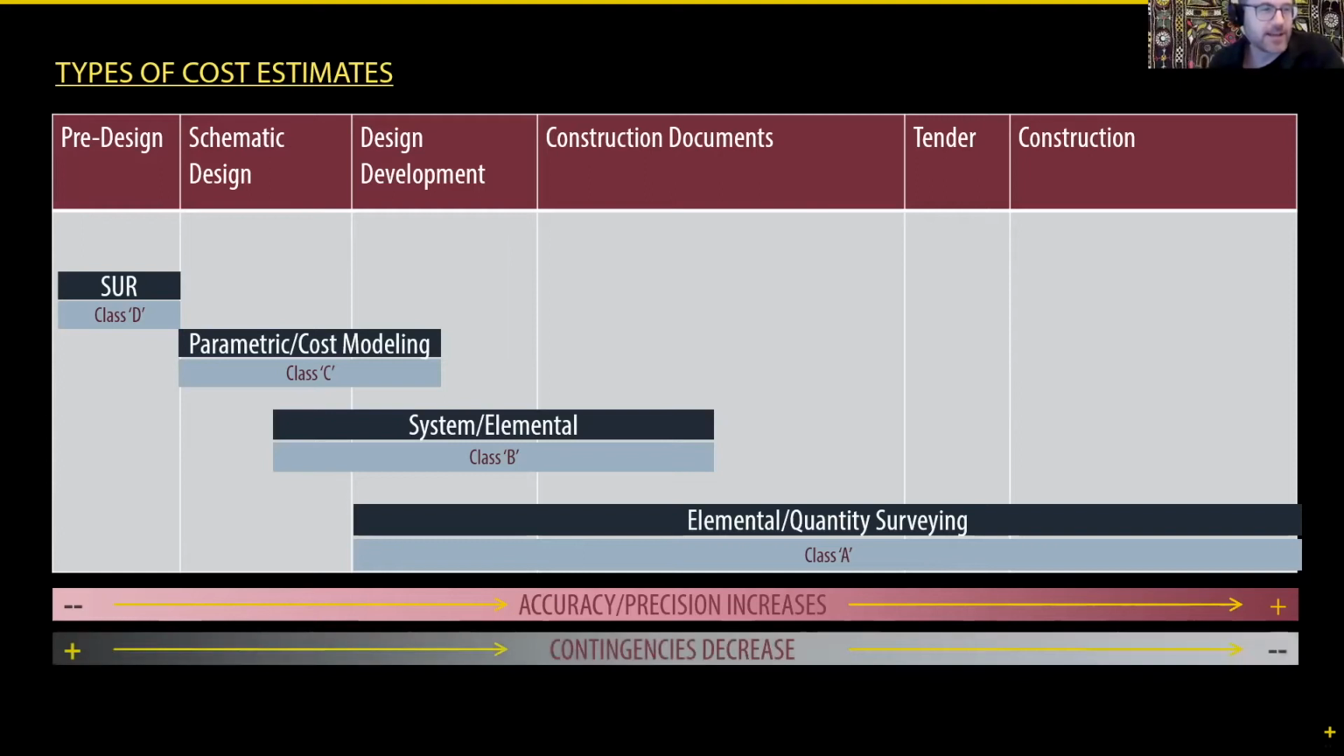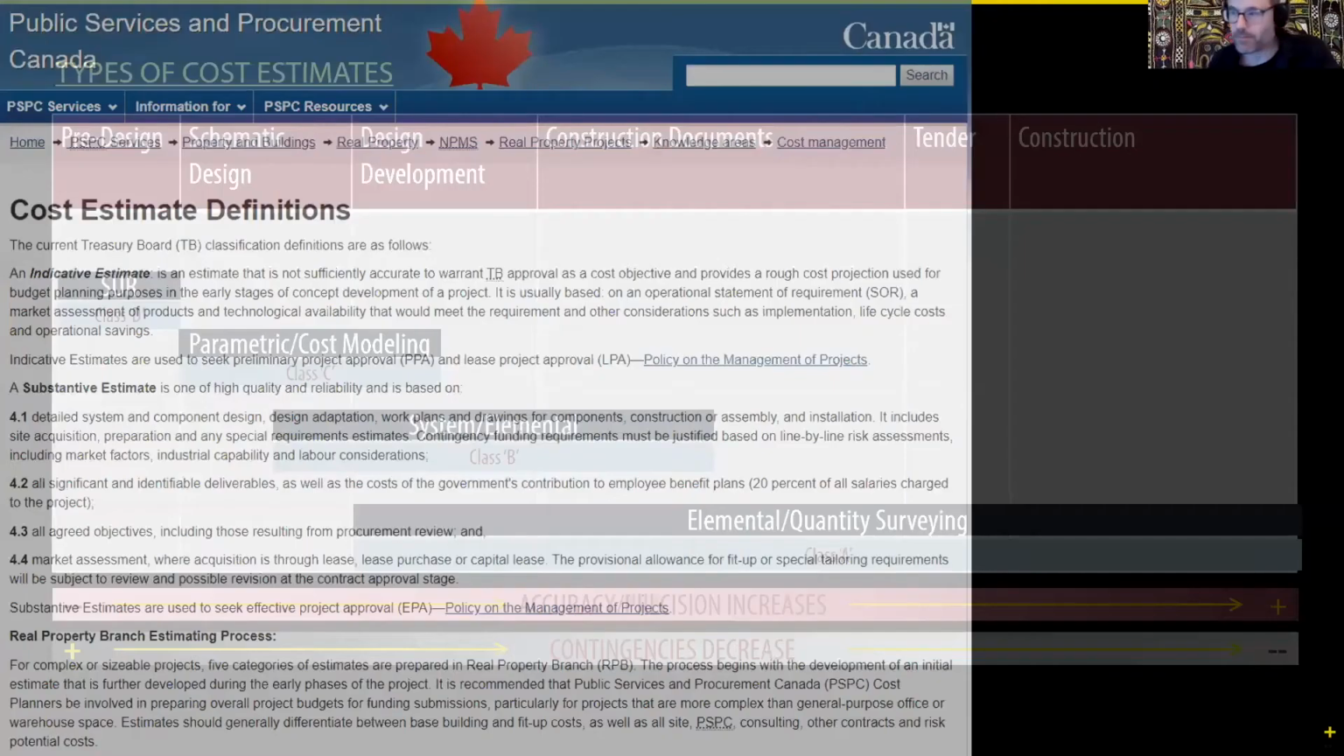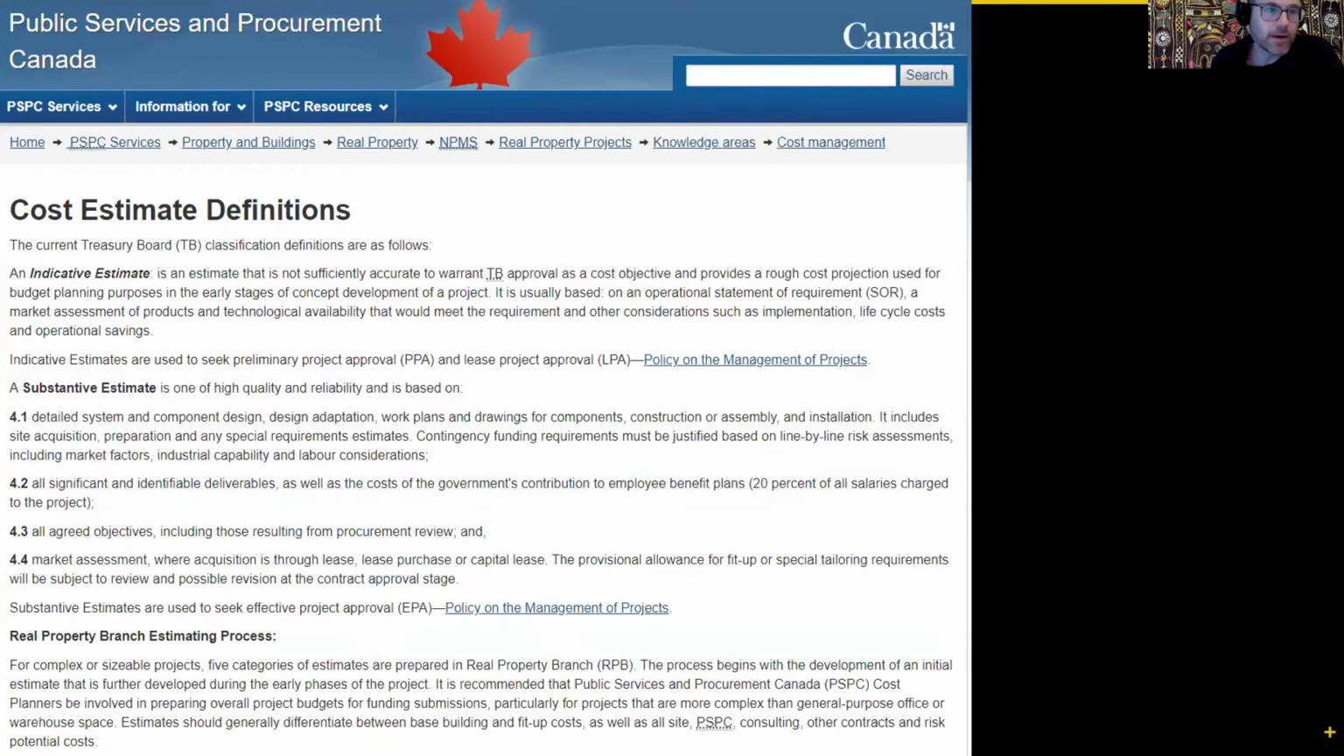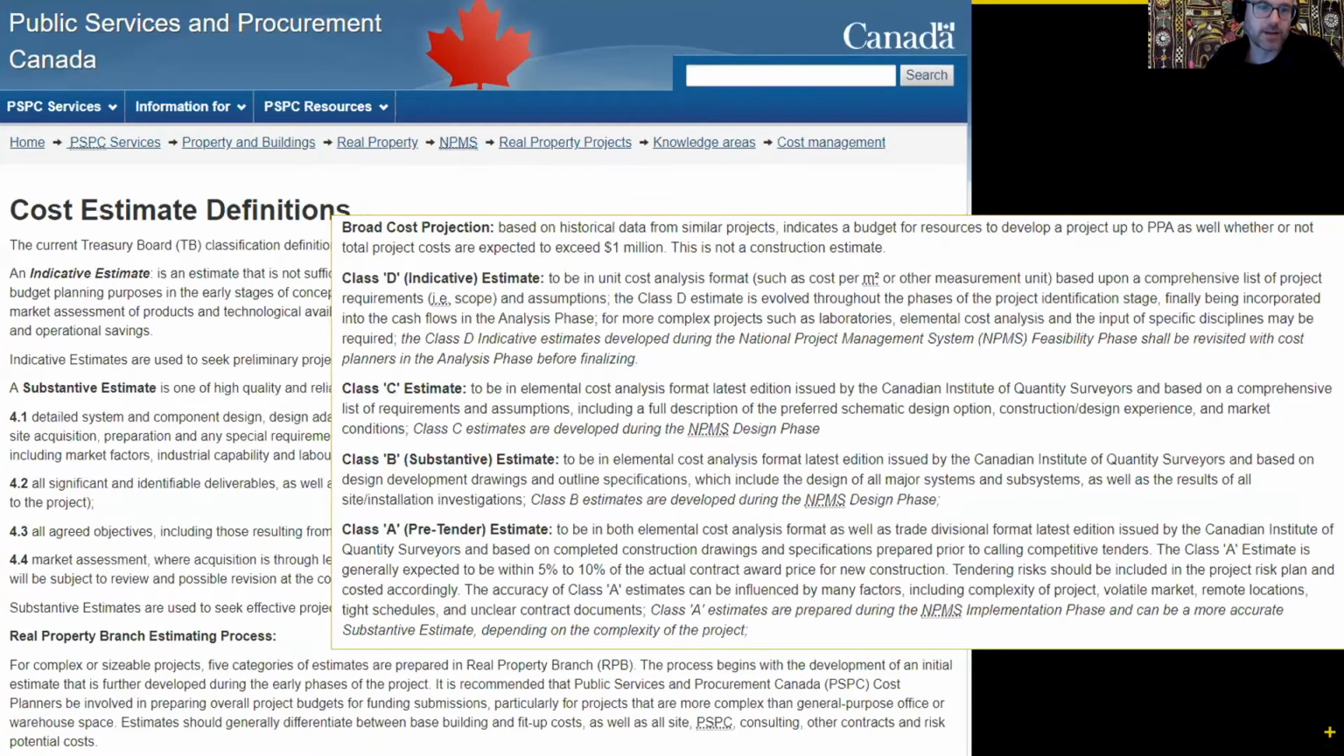And contingencies also decrease. As we get more precise, we need less and less contingency factored into each of our cost estimates. And this is kind of an industry standard thing. You can Google this pretty easily, just put in cost estimate, and you come up with all kinds of standardized stuff. This is obviously Government of Canada Public Services, and you can see their breakdown: Class D, Class C, Class B, Class A, and the details and the variances, the tolerances for margin of error, et cetera.